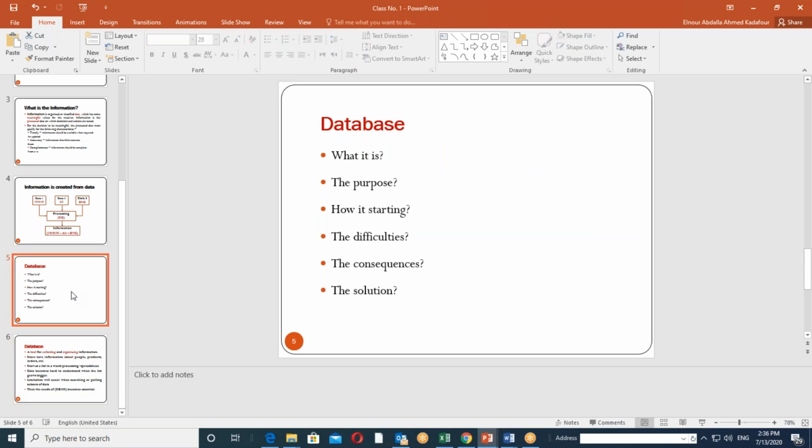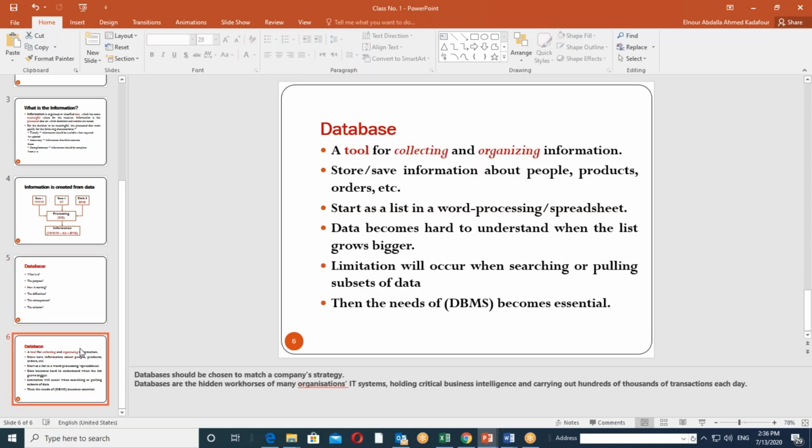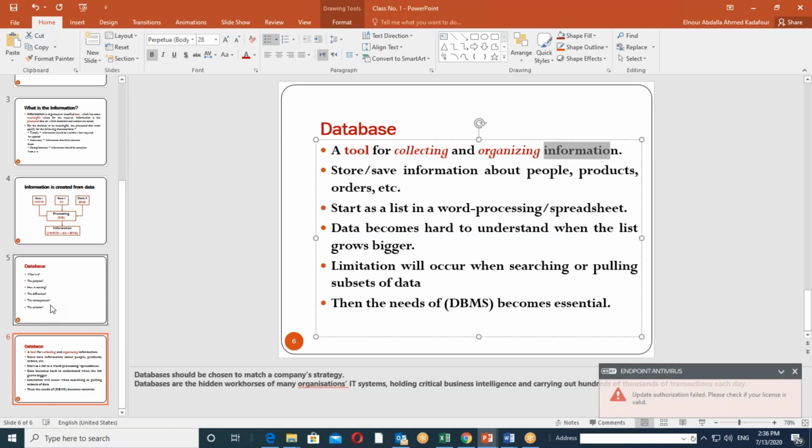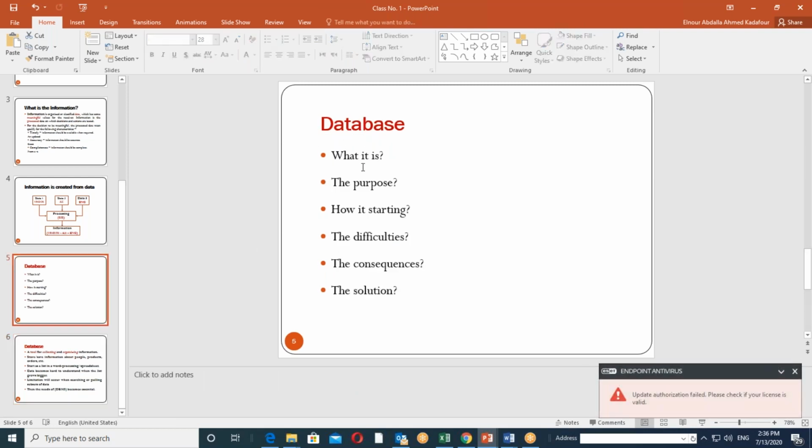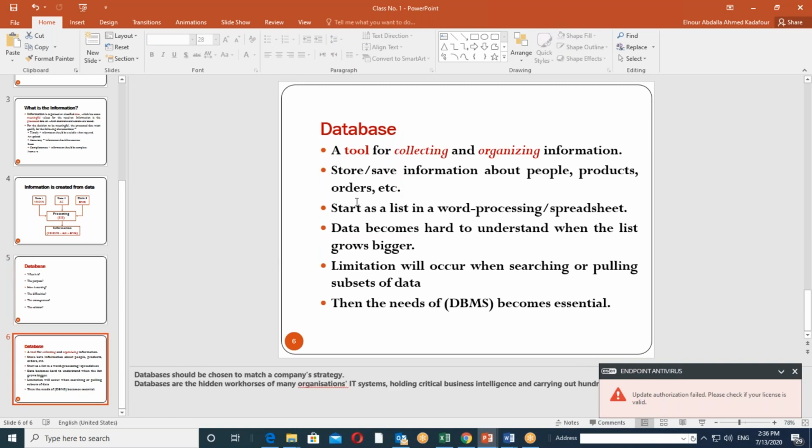What is the database? It is a tool for collecting and organizing. We are concerned about information. Definitely yes. Did you get the point? What is the database? It is a tool for what? For collecting and organizing. Two things together.